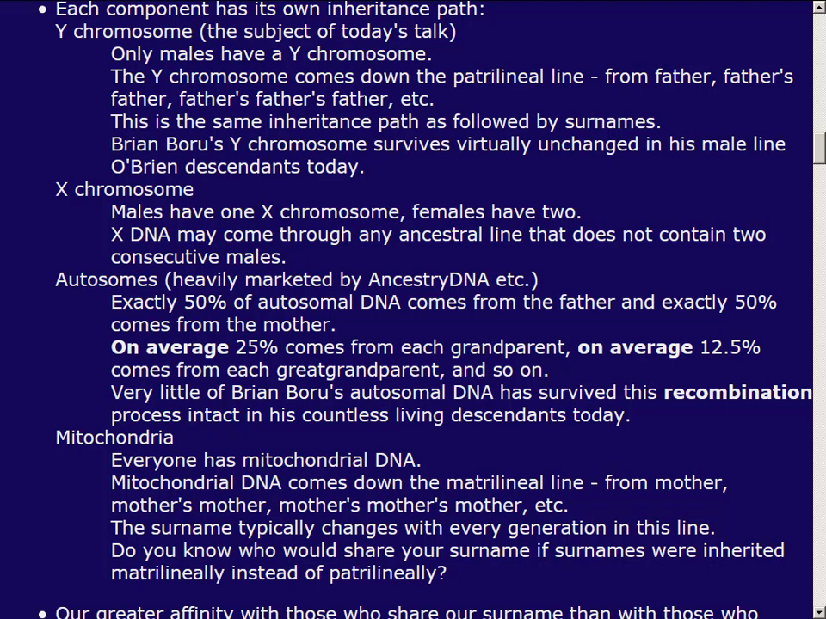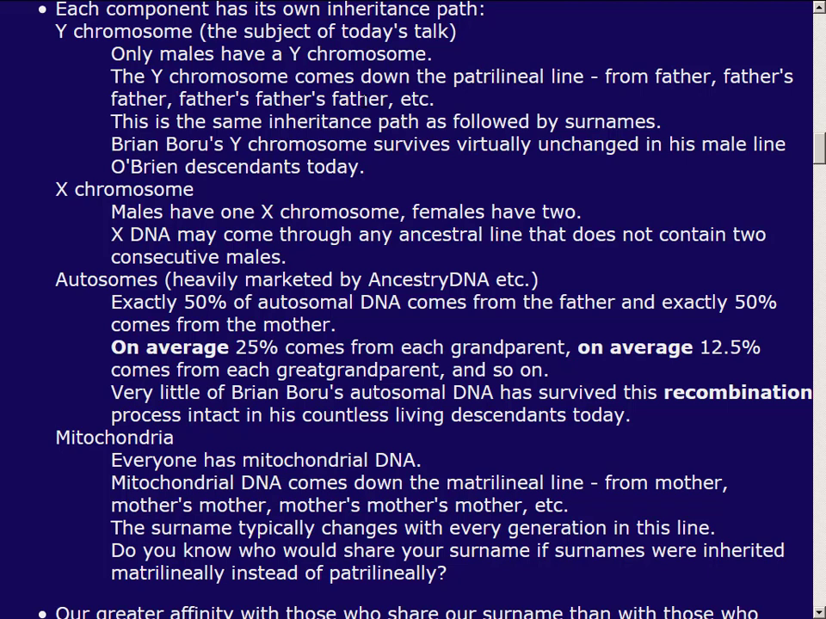Everybody here has probably seen the AncestryDNA television advertisements for analysis of autosomal DNA. That's the vast majority of our DNA. It's 22 pairs of chromosomes. The Y chromosome is just one single chromosome. We get half of our autosomal DNA from father, half from mother, on average a quarter from each grandparent, an eighth from each great-grandparent, and vanishingly small quantities from ancestors in more distant generations. So very little of Brian Boru's autosomal DNA has survived the 30 generations down to the present.